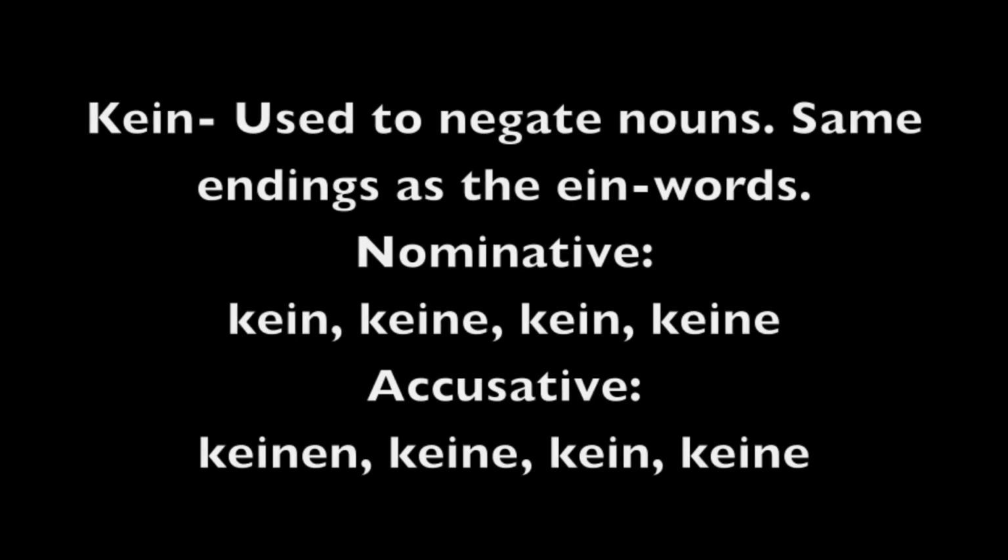Negation works in 2 different fashions. We have kein and nicht. Kein is used to negate nouns. You need to have an ein word ending added to it, which means that you should have the same endings that you have with the ein words, except now it has a k in front of it. In the nominative case, you have masculine kein, feminine keine, neuter kein, and of course the plural, keine. In the accusative case, we now have keinen for the masculine, keine for the feminine, kein for the neuter, and keine for the plural.